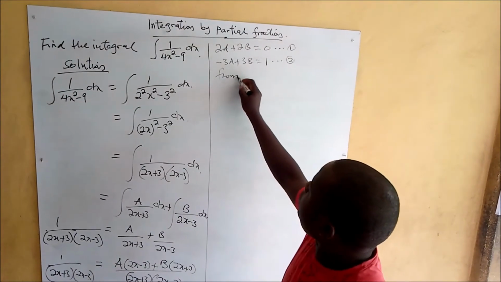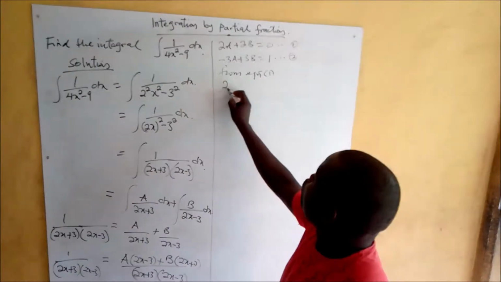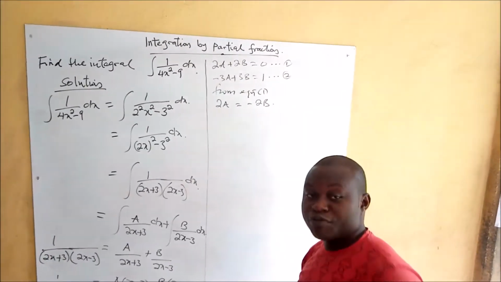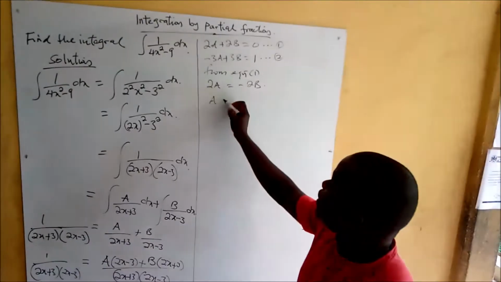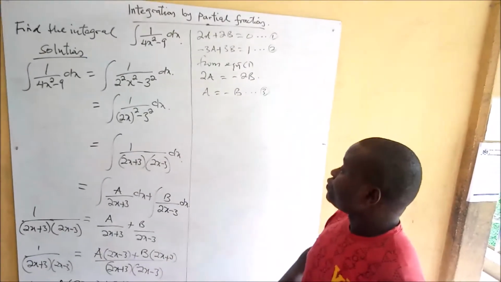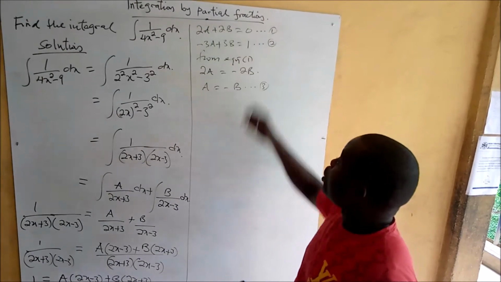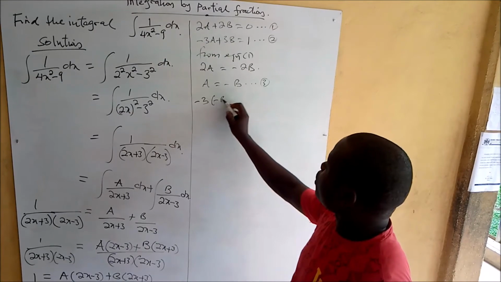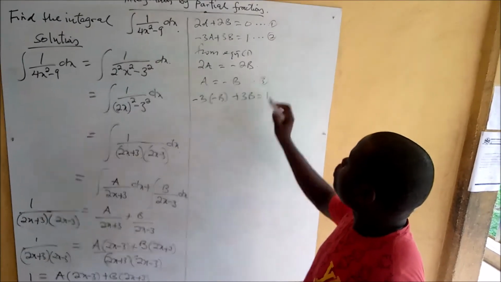From equation 1, you find that 2A will be equal to minus 2B, that is, if you subtract 2B from both sides. Upon dividing both sides by 2, we find that A is equal to minus B. We call this equation 3. Now I want to substitute minus B for A in equation 2. So that will be minus 3 times minus B plus 3 multiplied by B is equal to 1.